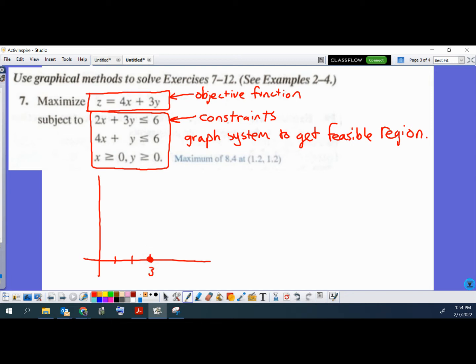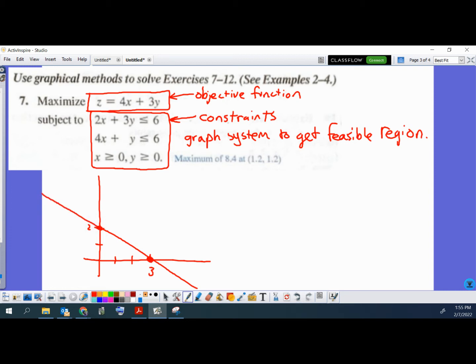And then I can do the same thing the other way. If I put in 0 for x, 3y equals 6, y equals 2. So when x equals 0, y equals 2. That's another point on that line. 1, 2. Okay, if you'd rather put it in slope-intercept form and graph it that way, totally fine. You should get the same graph as me. But 2 points is enough to graph a line, right? So there it is. That wasn't that good, but you get the idea.